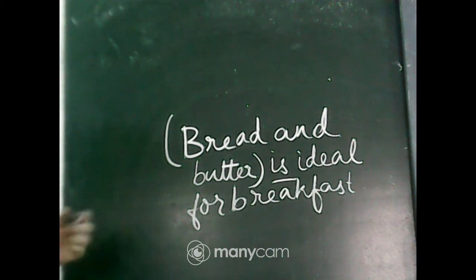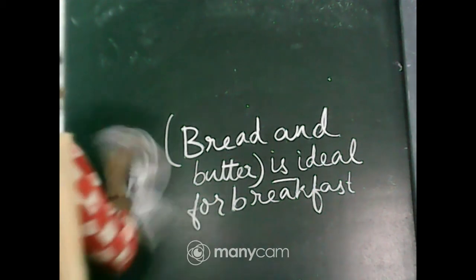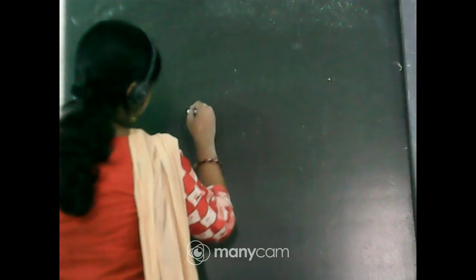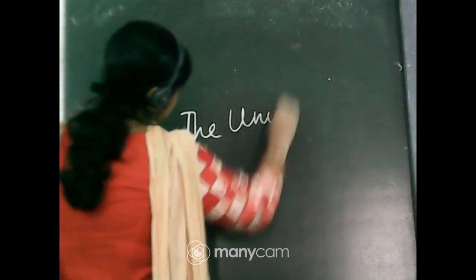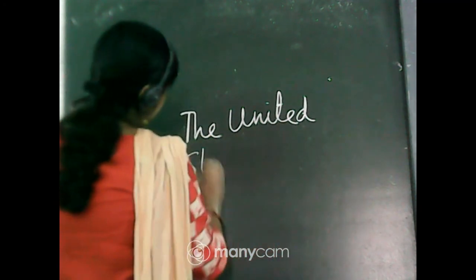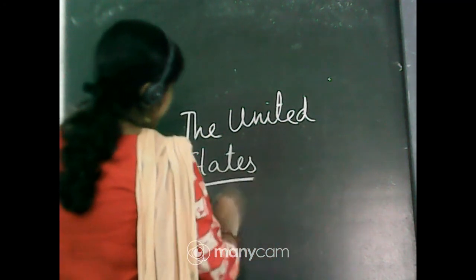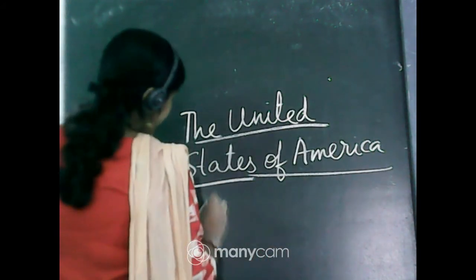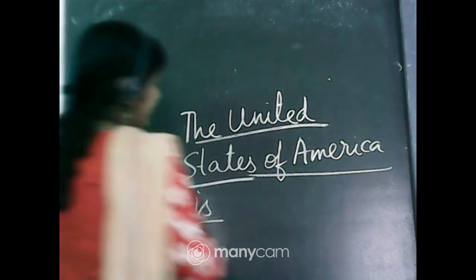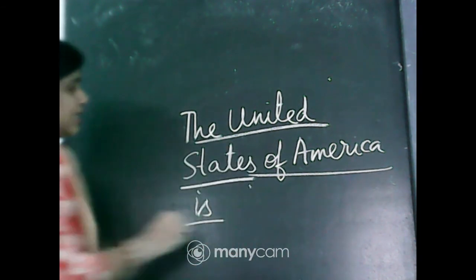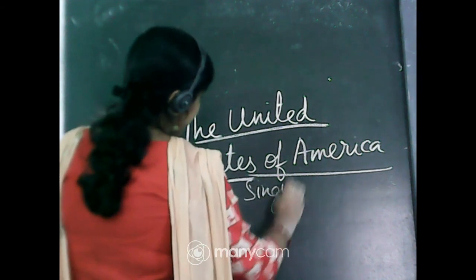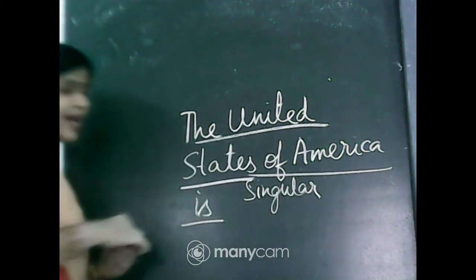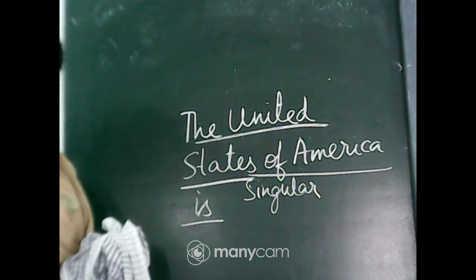Suppose the name of a country might look like plural, for example the United Arab Emirates or the United States of America. You might think, since states is plural, why isn't it plural? No, it will not be plural because it denotes one country. It's common knowledge that this denotes one country. So, it will be is. The United States of America will be considered a singular subject, because even though the name looks plural, it denotes a single country.